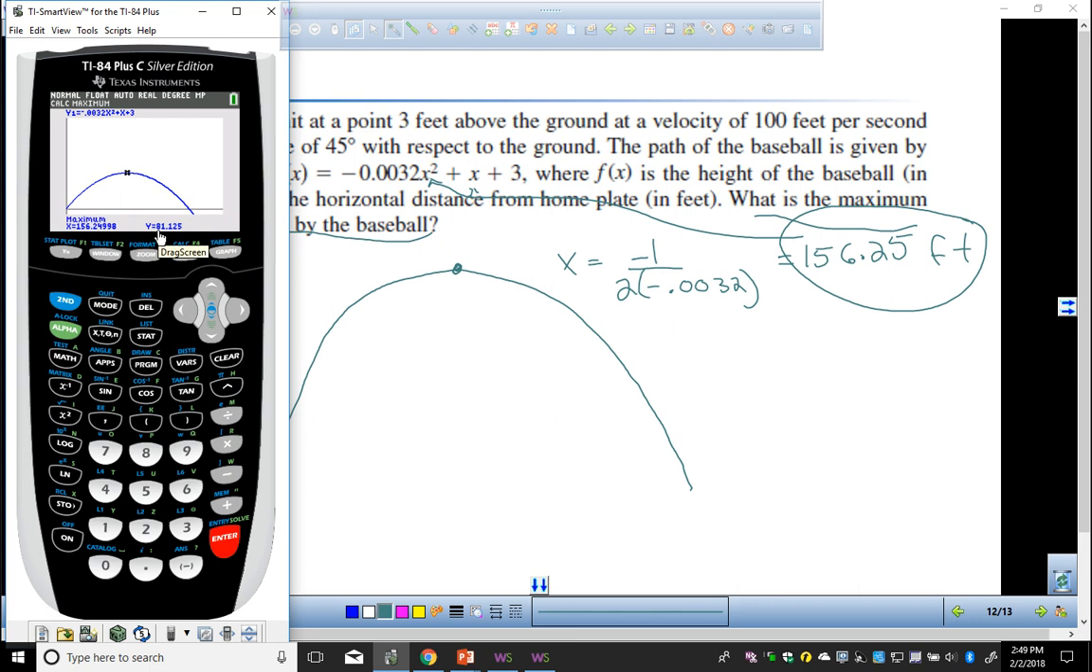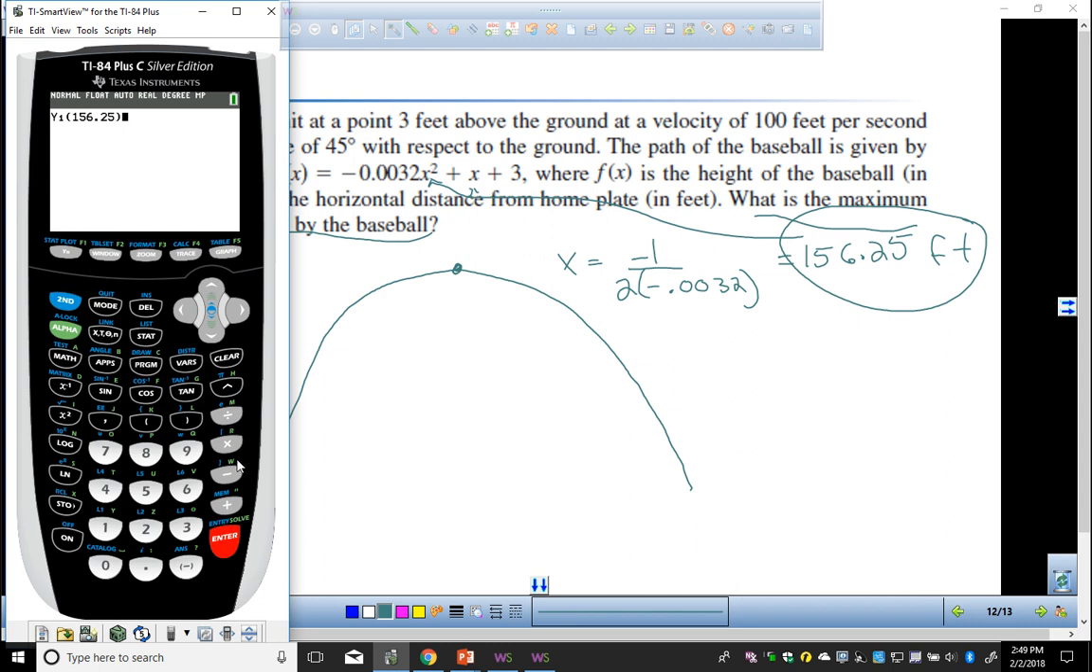The other way you can do it, there's a couple different ways. If I just want to plug it into the equation and don't worry about graphing it, vars, y bars, function, y1, and then in parentheses you put in your value, 156.25, and that will do the math for you and get 81.125.